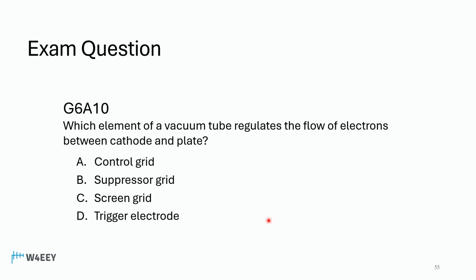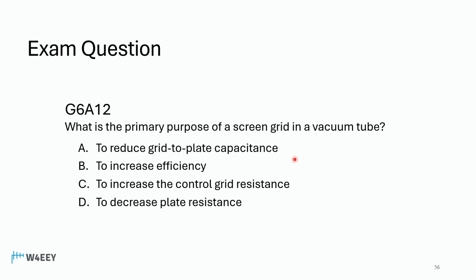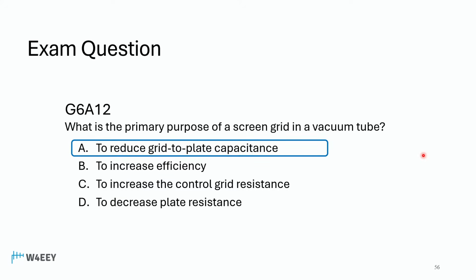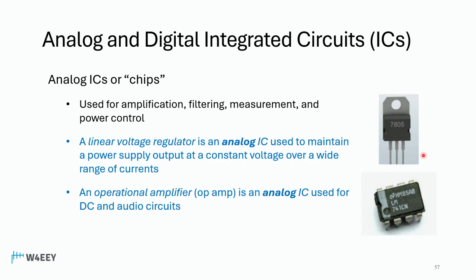Oh, no. Alpha. Control grid, yes. Correct, alpha. What is the primary purpose of a screen grid in a vacuum tube? Alpha, to reduce the grid to plate capacitance. And that's all there is to that particular piece. All right, so let's move on.